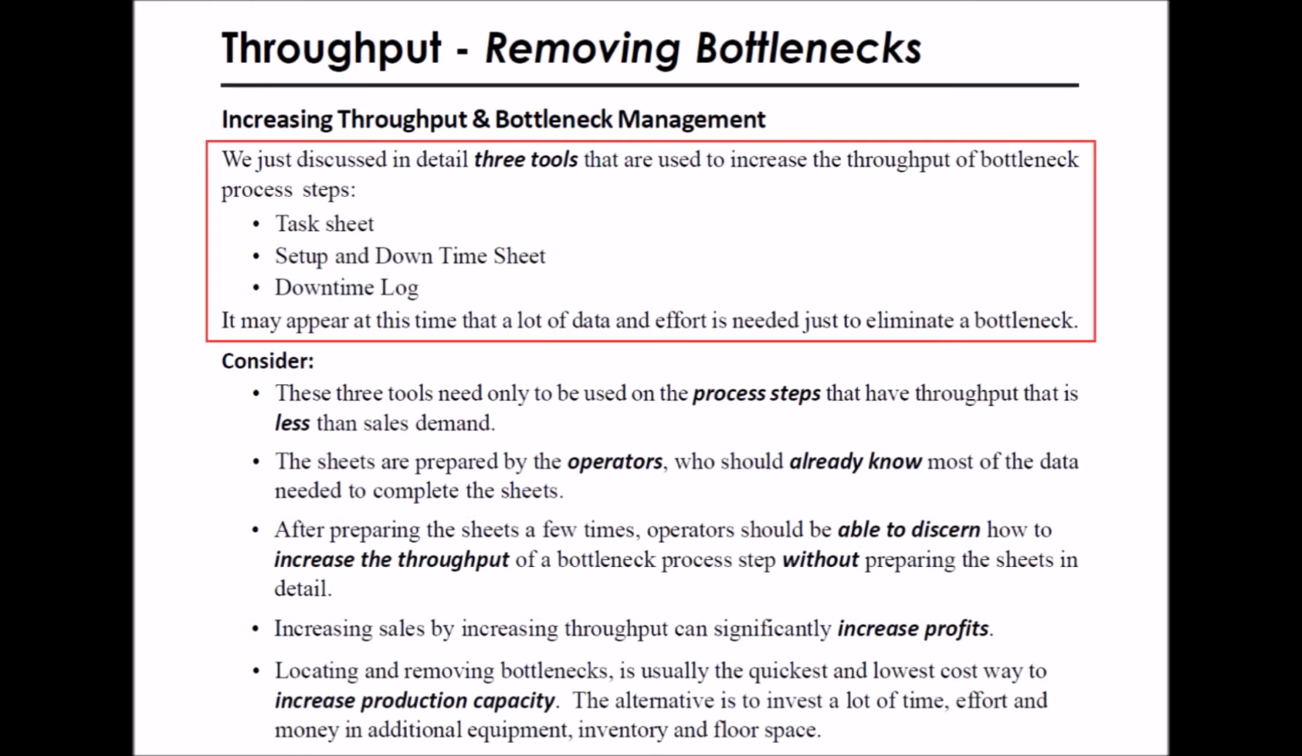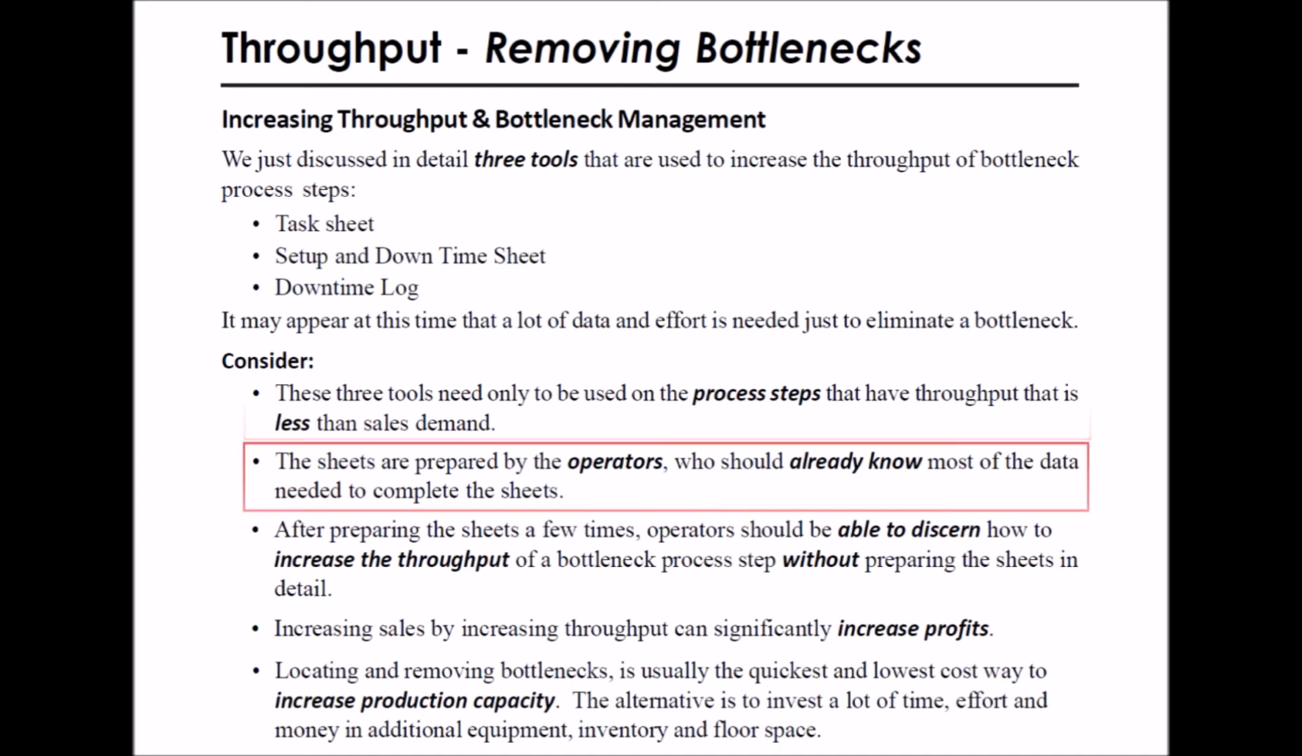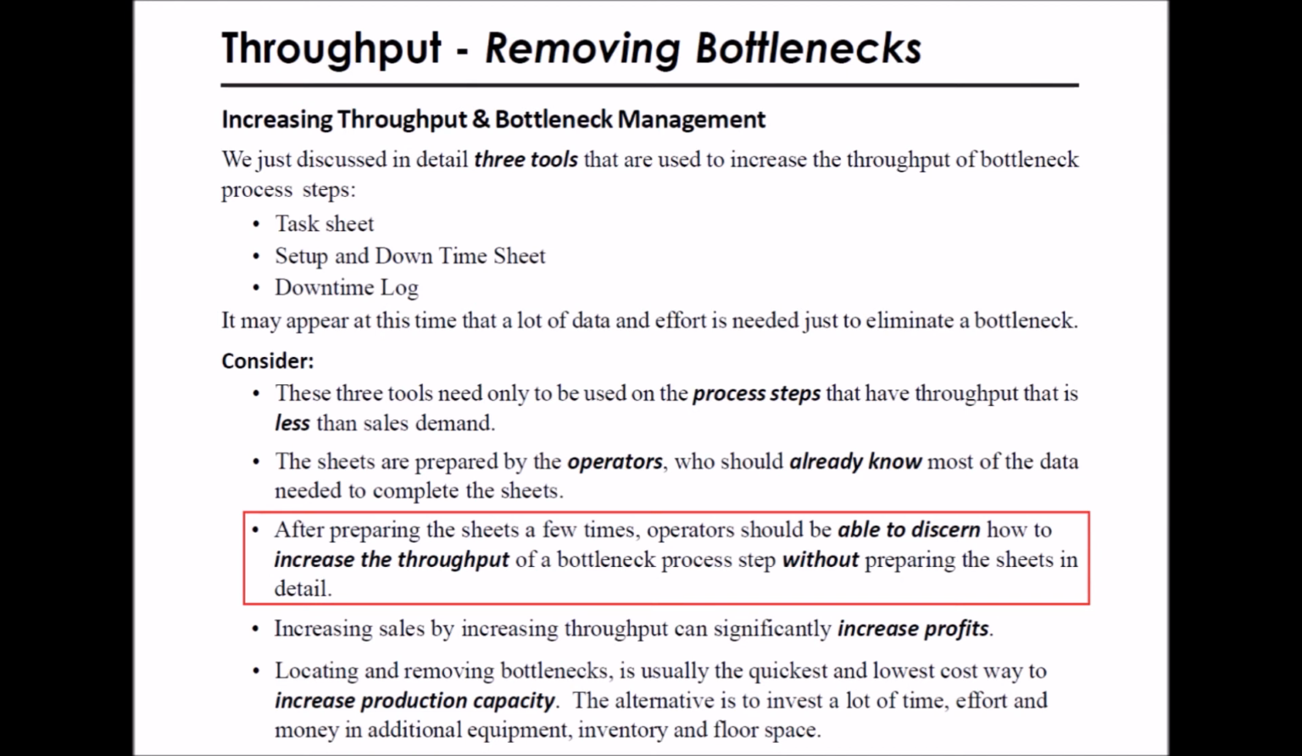We just discussed in detail 3 tools that are used to increase the throughput of a bottleneck process step: task sheet, setup and downtime sheet, and downtime log. It may appear at this time that a lot of data and effort is needed just to eliminate a bottleneck. But consider that these tools need only to be used on the process steps that have throughput that is less than sales demand. The sheets are prepared by the operators, who should already know most of the data needed to complete the sheets. After preparing the sheets a few times, operators should be able to discern how to increase the throughput of a bottleneck process step without having to prepare the sheets in detail.